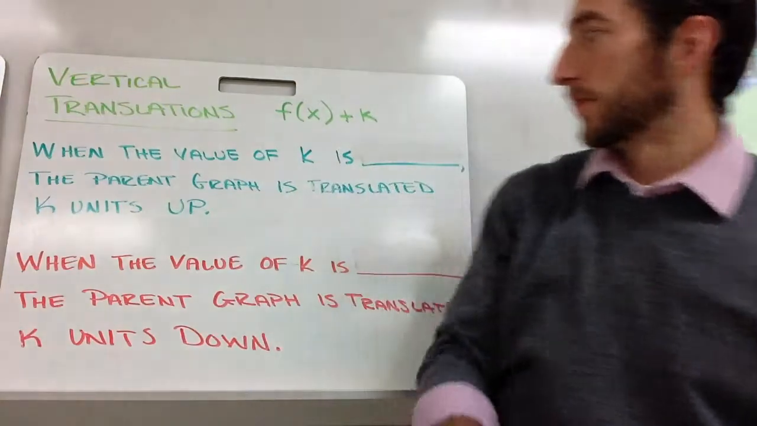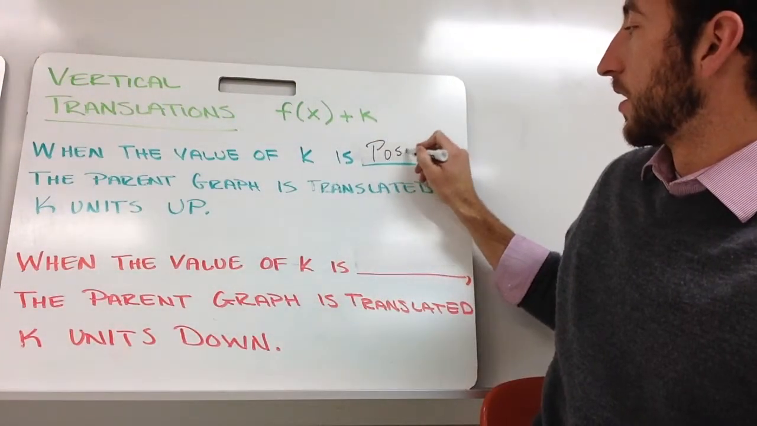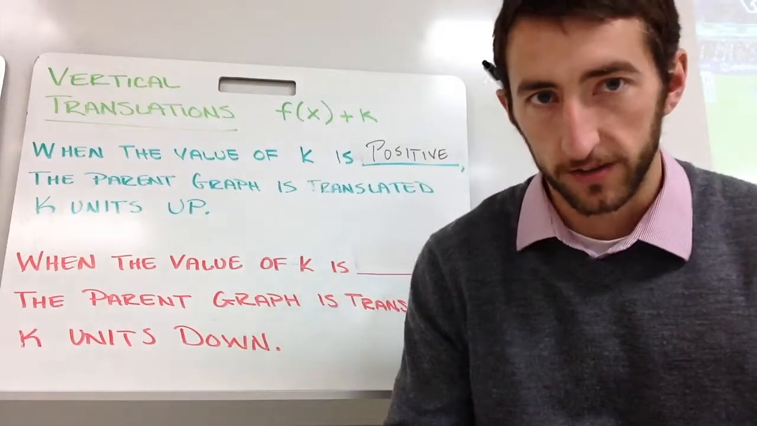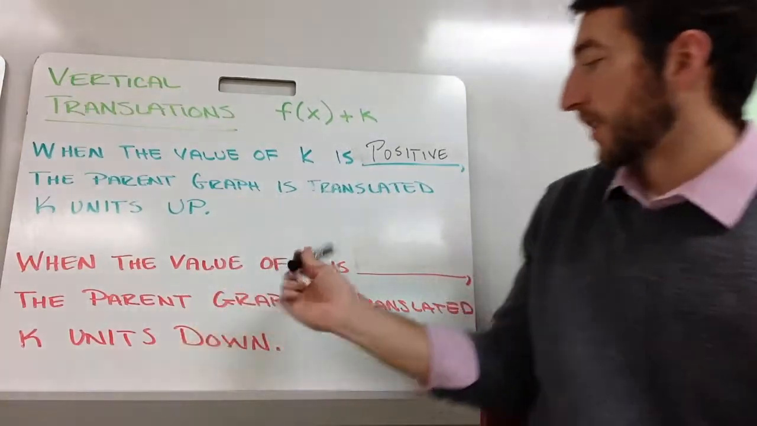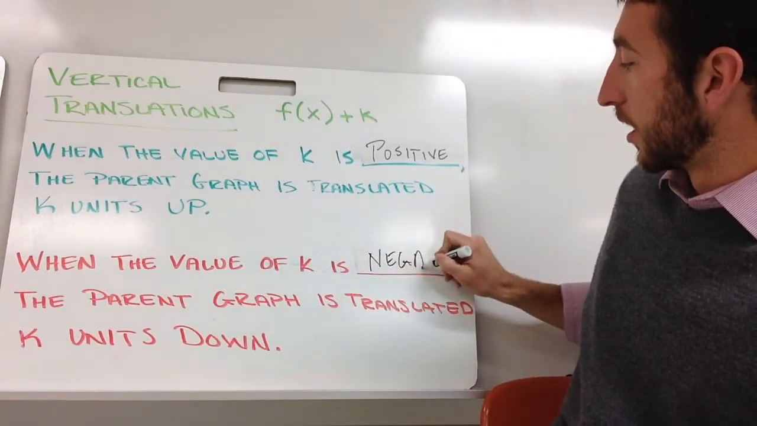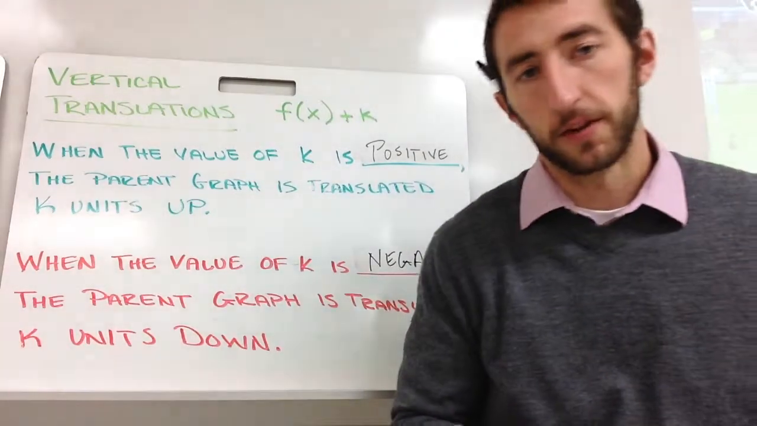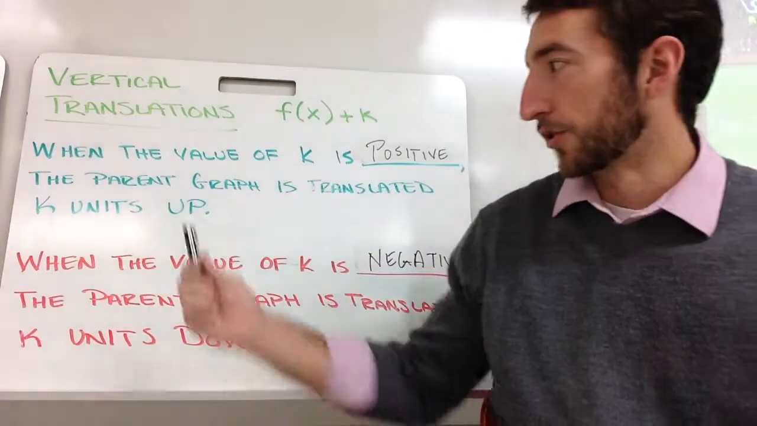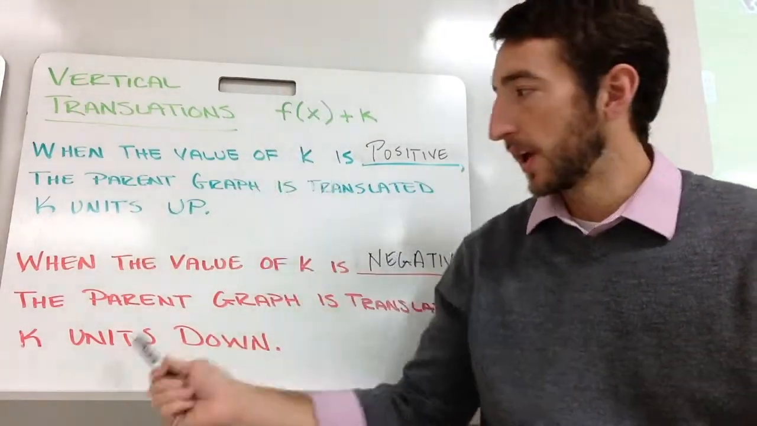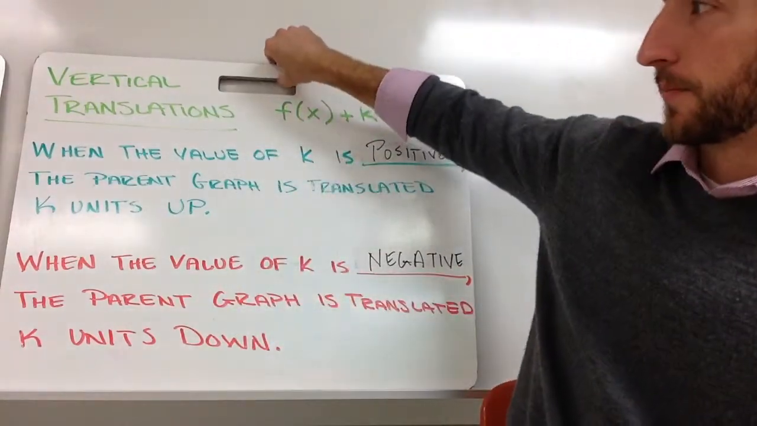So whenever the value of k is positive, my graph is going to translate up. Whenever my value of k is negative, my graph is going to translate k units down. So in this case, I had k equals positive 3. That's going to shift 3 units up. If k is -3, that means it's going to shift 3 units down.